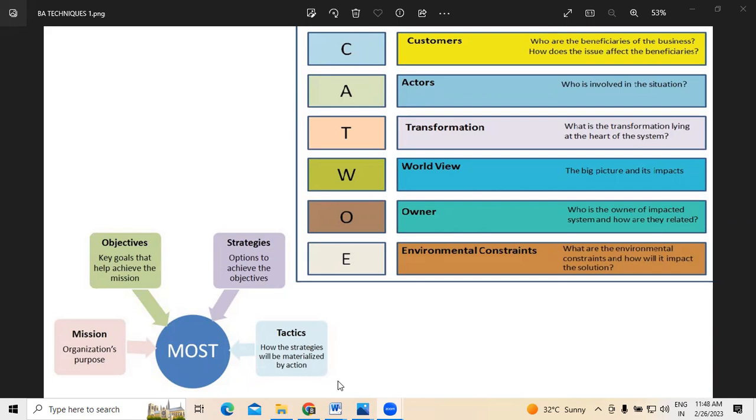Means negatively it is impacting. That also has to be considered, which is called worldview. Next, O stands for owner. Who owns it? Whereas E stands for environmental constraints, right? Environment which is in and around us.